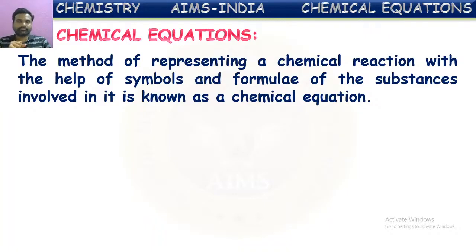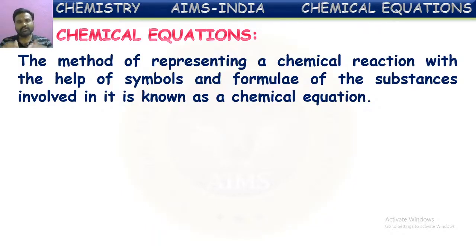formula. The shorthand representation of the chemical formula of a compound is known as its formula. Suppose you say calcium carbonate, instead of writing calcium carbonate completely, we can write just CaCO3. It is a shorthand representation of calcium carbonate. So there CaCO3 is called the formula of calcium carbonate, the shorthand representation of the name of a compound.